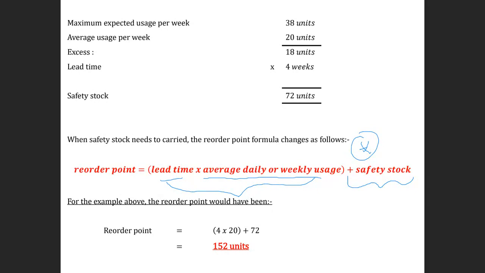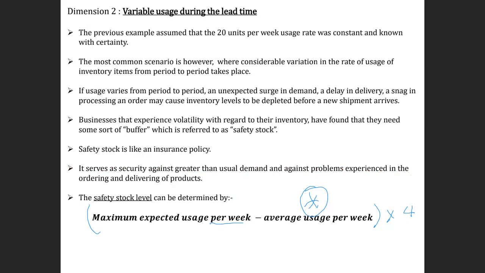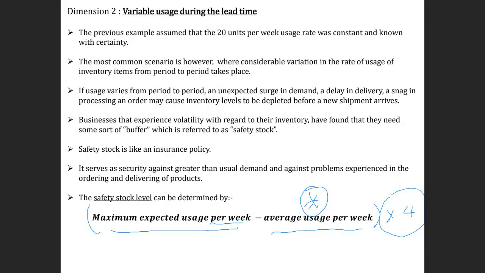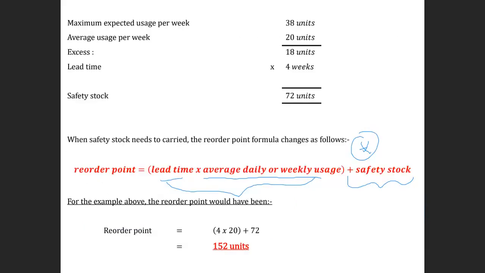As I showed you on the previous page, in order to work out your safety stock, you're going to take the maximum expected usage per week and subtract your average usage per week. But because this is per week, we need to multiply it by 4, because they said the lead time is 4 weeks, and that would give us our safety stock. So exactly that is done here at the top.